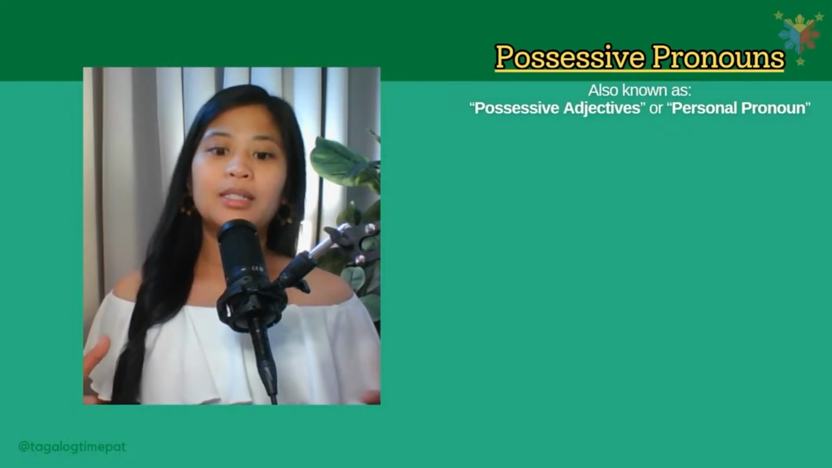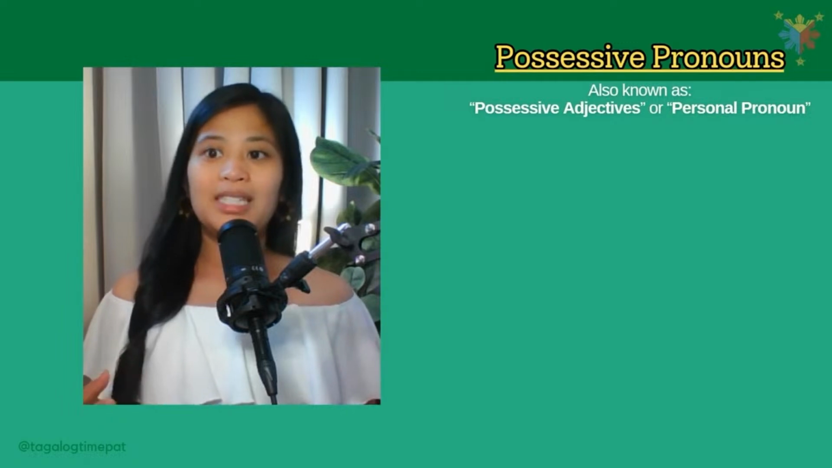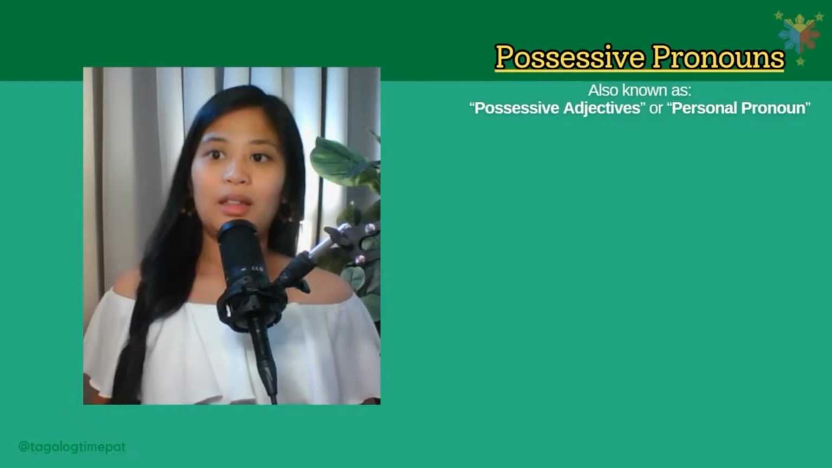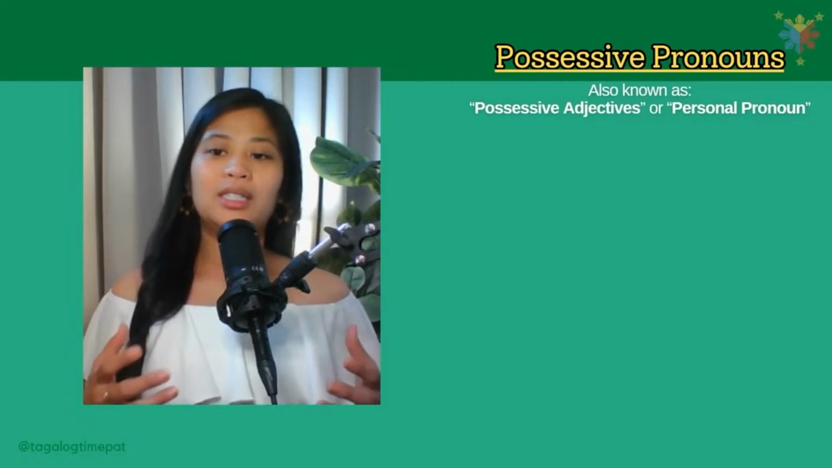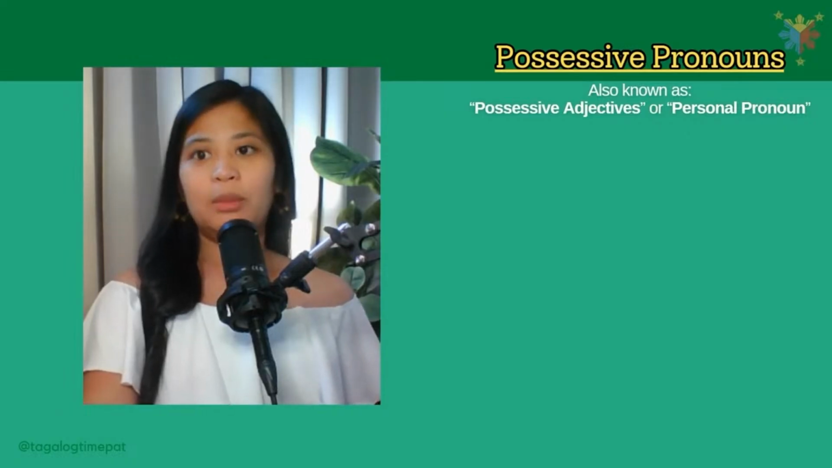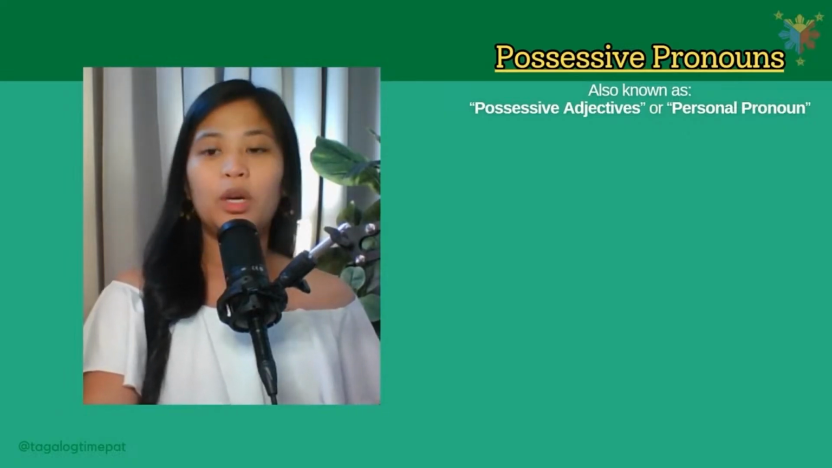A pronoun means it's something that is replacing the noun. So if I were to say, I am sweeping, ko is that pronoun since it's meaning I. Okay, so these are the different names for possessive pronoun depending on what type of resource you're using.